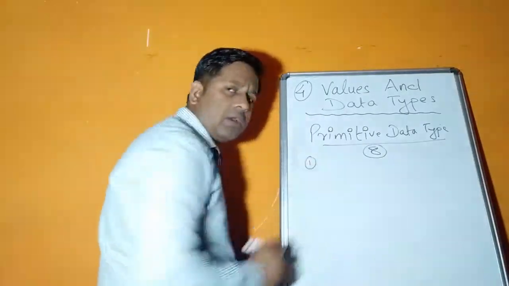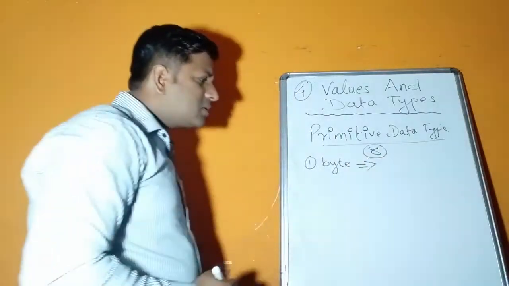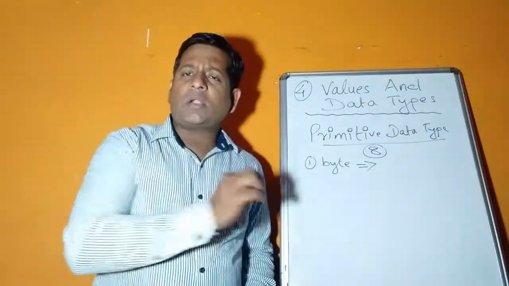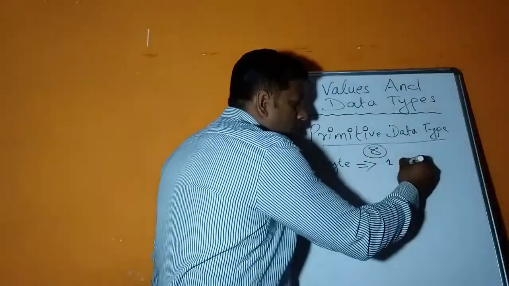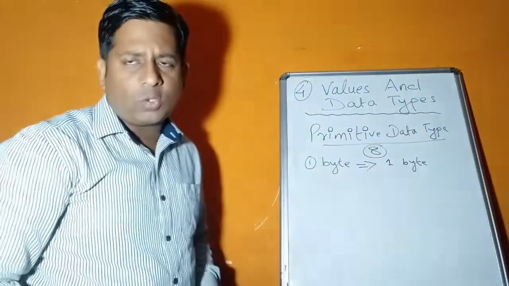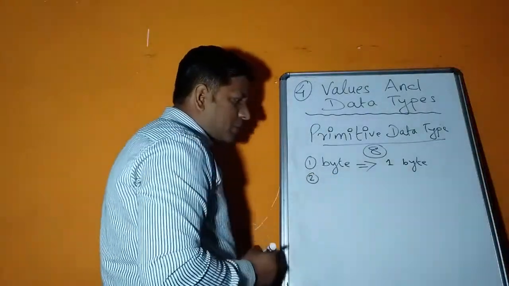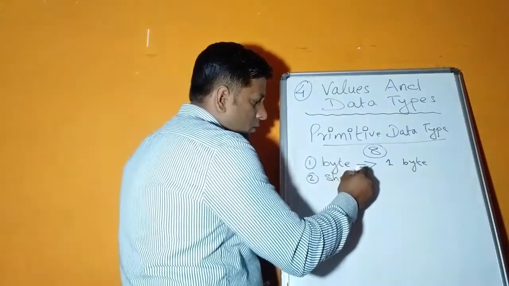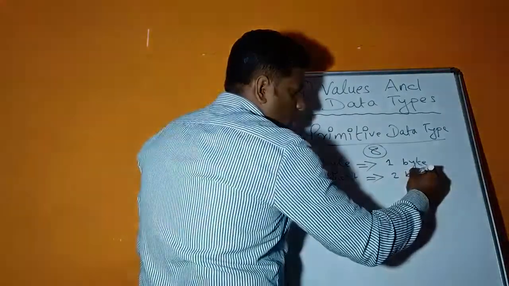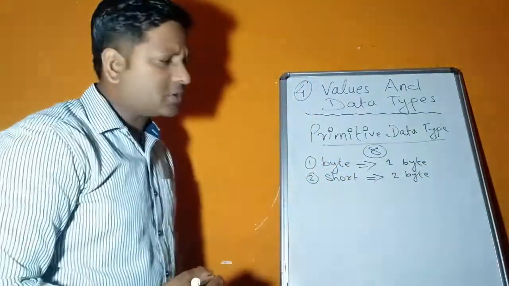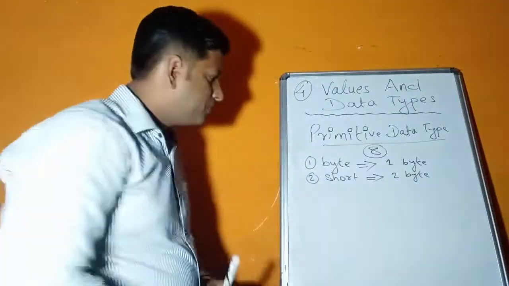That is byte. Byte is the smallest data unit. That means it stores only one digit of number. That's why the storage capacity is also 1 byte, that means 8 bits. Second to byte we have short. Up to 2 digits it can store, so the capacity is also 2 bytes. In bits, 1 byte is 8 bits and 2 bytes is 16 bits.